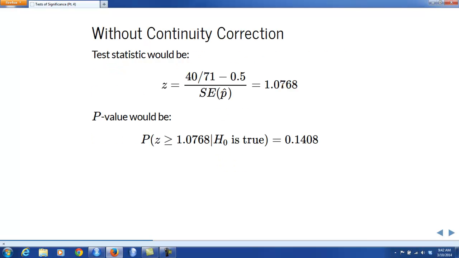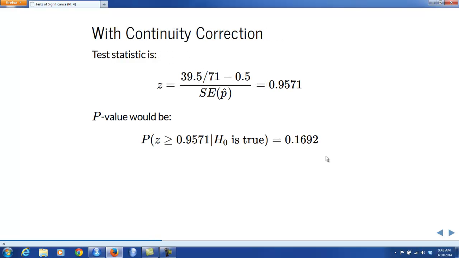Think about it. Without that continuity correction, the test statistic would be exactly p hat minus p naught over the standard error. So it would be 40 over 71 minus the p naught of 0.5 over the standard error, and it would turn out to be a little bit more than 1, about 1.07. The area under a standard normal curve past 1.07 can be found, and it turns out to be about 14%.